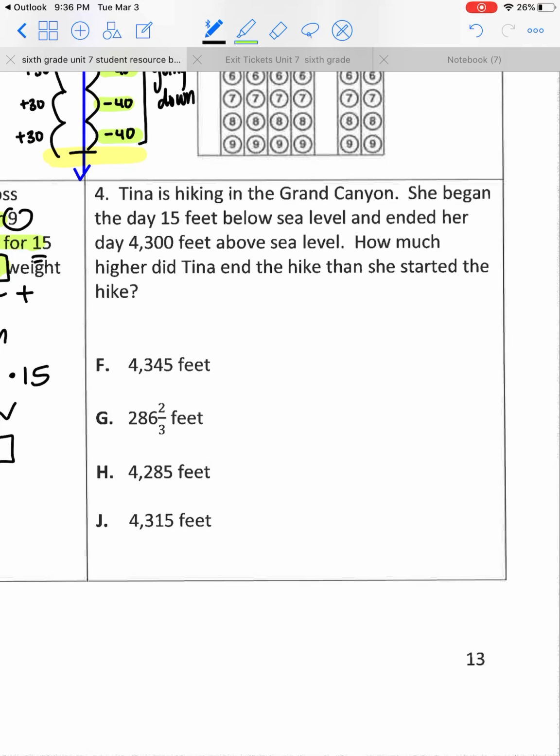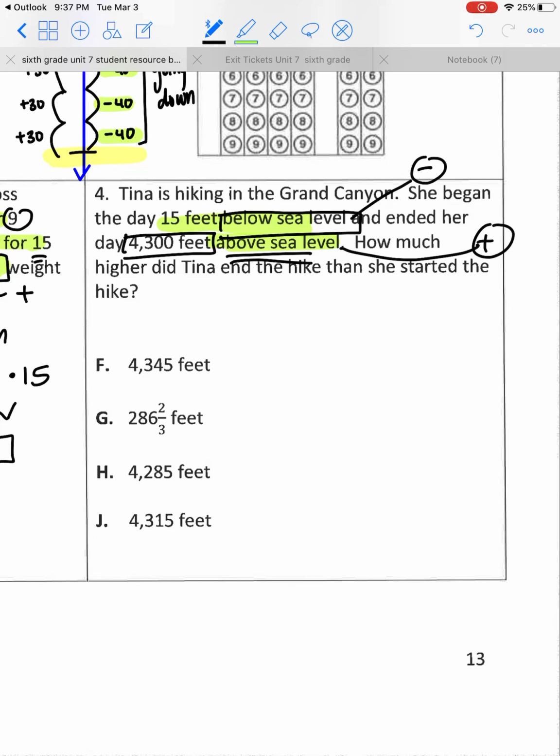We have Tina hiking in the Grand Canyon. She began the day 15 feet below sea level. There we go again. To be below sea level means to be negative. And she ended her day 4,300 feet above sea level. To be above sea level means to be positive. You guessed it. How much higher did Tina end the hike than she started the hike?